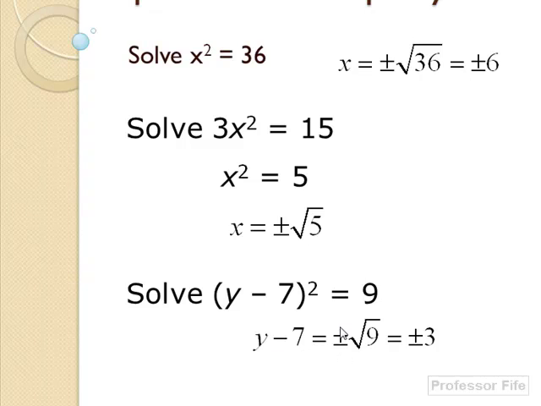On the right side, you get plus or minus the square root of 9, and the square root of 9 can be simplified, gives you 3. So you get y minus 7 is equal to plus or minus 3. To solve for y, you'd want to add 7 to both sides. When you add 7 to the right side, put it in front of the plus or minus so that you get y is equal to 7 plus or minus 3, and then from there simplify.